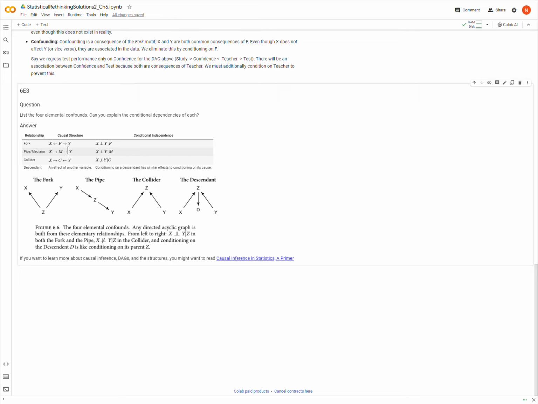They are not independent, but they become conditionally independent. In other words, they become independent when I condition on this middle variable. Now that is so in the case of the mediator, for instance. If I include just x and y in the regression, so y is the outcome, x is the predictor, we will find an association between x and y.